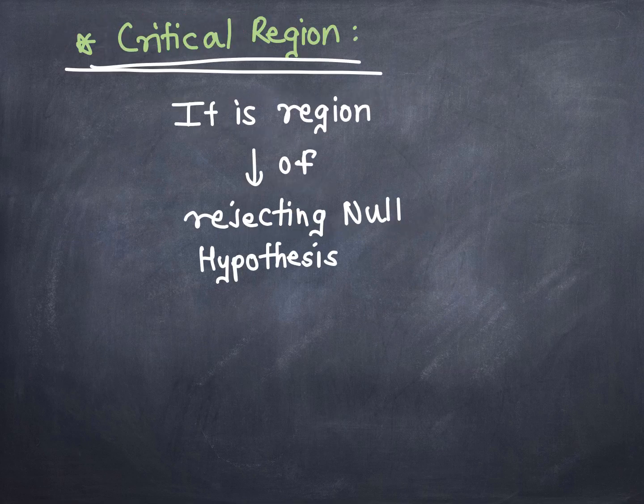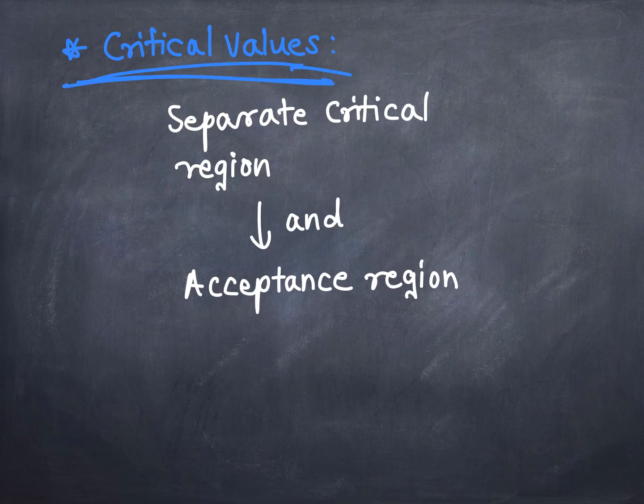Next thing is the critical region. This is the region of rejecting the null hypothesis. The next important term is critical values. To separate the critical region and the acceptance region, we are using critical values.